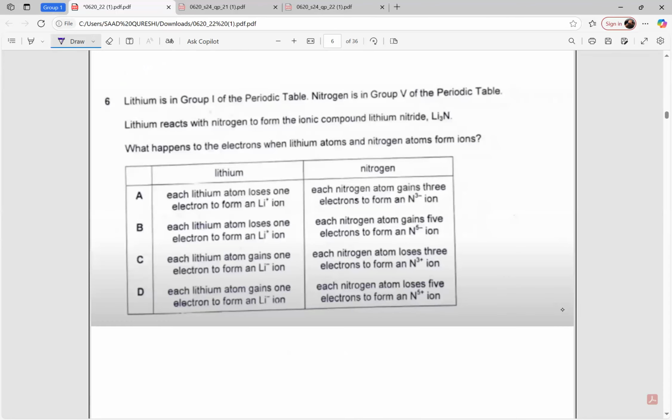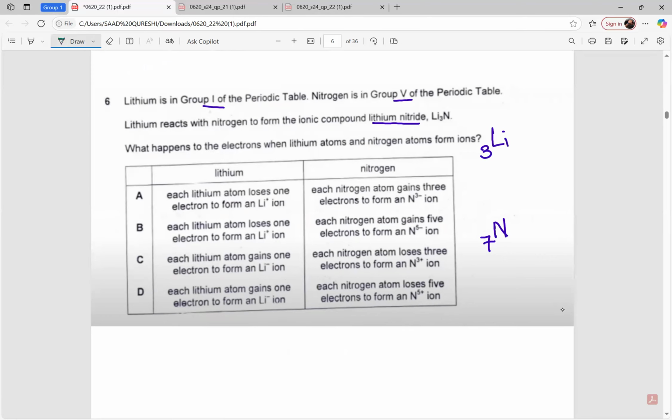Next question. Lithium is in group 1 of the periodic table. Nitrogen is in group 5 of the periodic table. Lithium reacts with nitrogen to form the ionic compound lithium nitride. What happens to the electrons when lithium atoms and nitrogen atoms form ions? For the lithium atom, its atomic number is 3 and nitrogen's atomic number is 7.